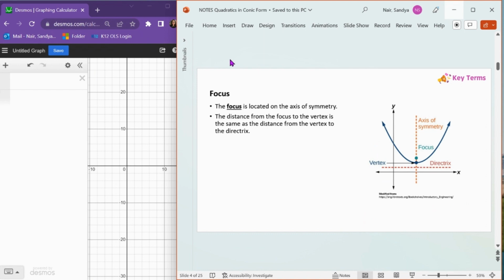So the focus will be located on the axis of symmetry. The distance from the focus to the vertex will be the same as the distance from the vertex to the directrix. The directrix will be a horizontal or vertical line that is perpendicular to the axis of symmetry. And whether the directrix is horizontal or vertical is going to depend on whether the parabola is horizontal or vertical.